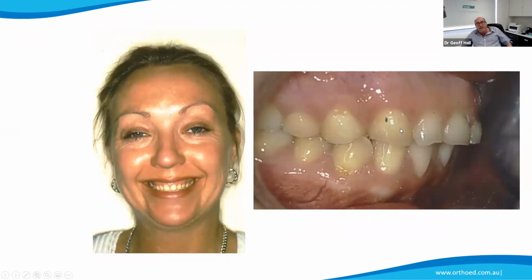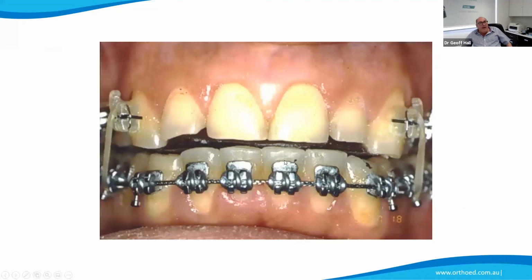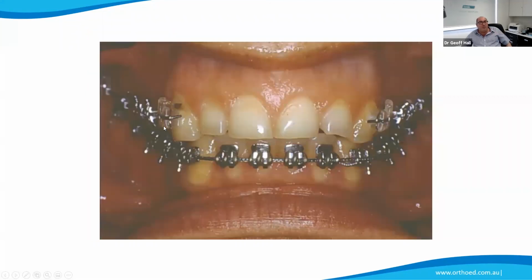This lady comes in, deep bite. Look at the wear. I'm sure you guys have this all the time. And we just did this with a removable appliance. And we opened up the bite posteriorly because she didn't want to have appliances anteriorly. So all I did was open up the bite posteriorly, sock in the posterior occlusion, and then you guys could go ahead and do your restorative work anteriorly. But we needed to open up the bite. So once again, the staging of treatment is important. Okay.